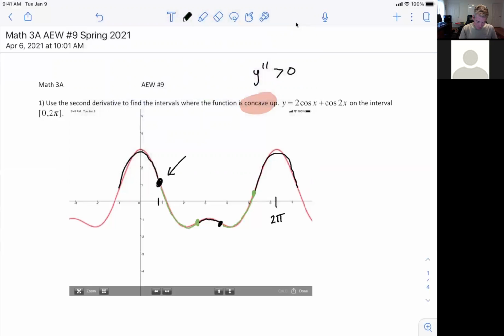So it looks like we're going to be looking for 1, 2, 3, 4 places where the second derivative equals 0. And then we could find out the intervals where the second derivative is positive, or it's concave up. So we're going to be looking for 4 answers for the second derivative.